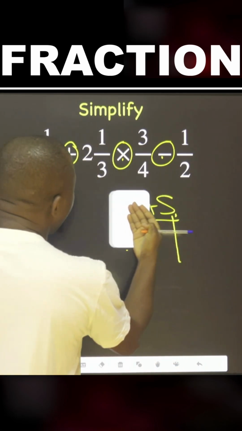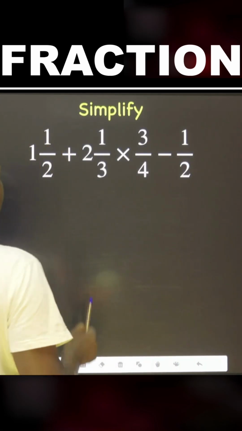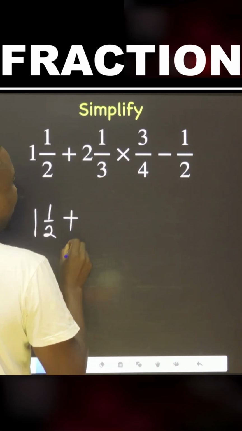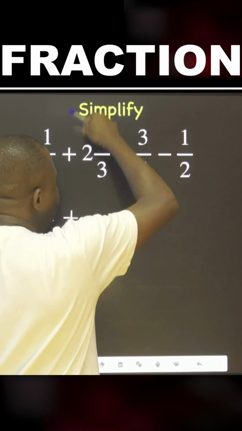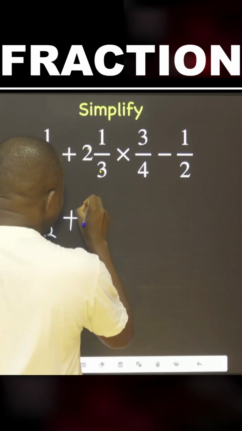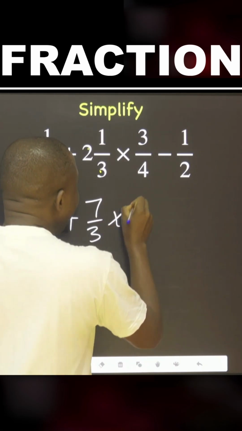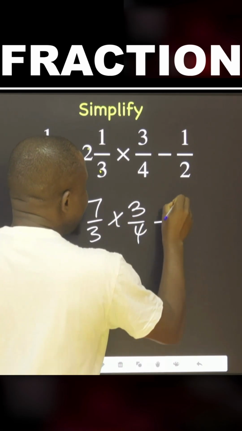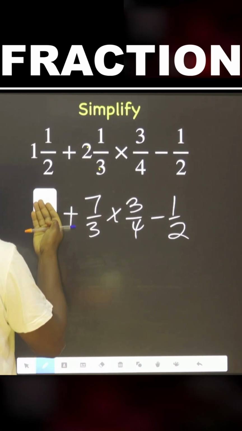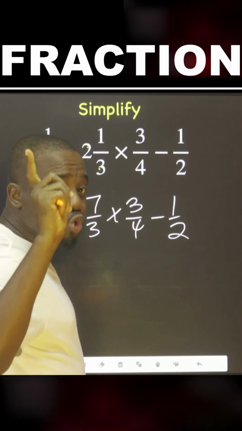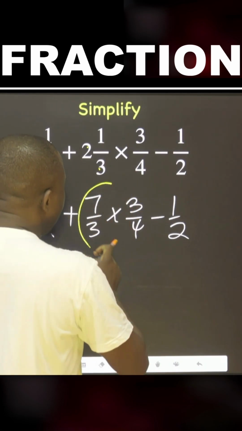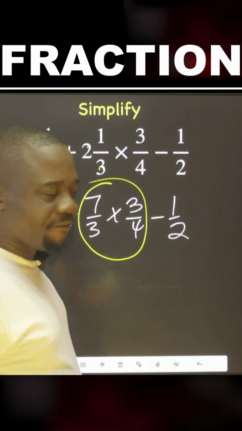Okay? So let's go for multiplication first. Let's write this down, because according to what we have seen, we must work on this first. This multiplied by this is what? 6 plus 1, 7. 7 over 3 multiplied by 3 over 4 minus 1 over 2. This one you can also convert straight. This multiplied by this, 2 plus 1, 3. 3 over 2.